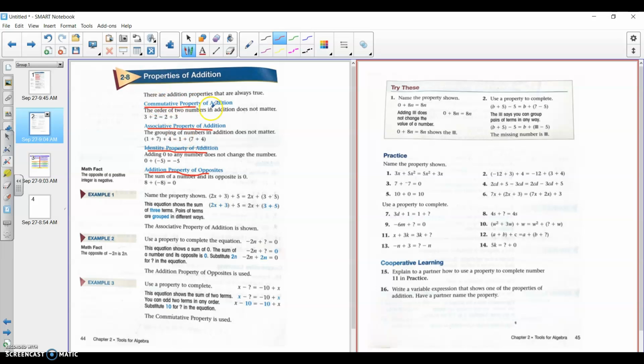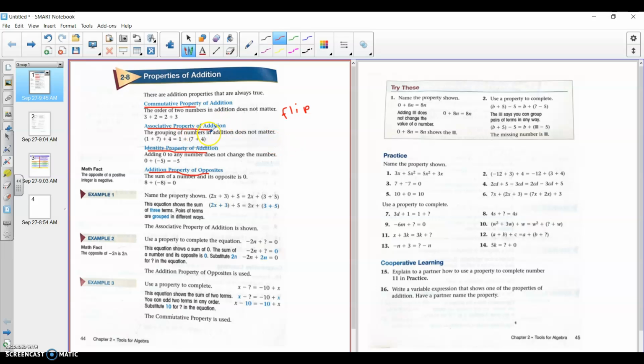So the commutative property of addition: the order of two numbers in addition does not matter. So 3 plus 2 equals 2 plus 3. In other words, we can flip the digits around. Flip is the key word here. Flip the digits around and you will get the same answer. So 3 plus 2 is 5 and 2 plus 3 is also 5. So, flipping.